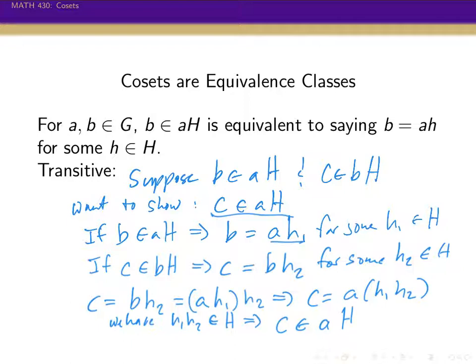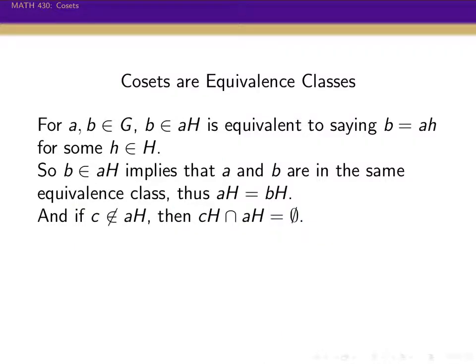So, cosets are reflexive, they are symmetric, and they are transitive. And so what this means, if you recall about equivalence classes, is that if B is inside AH, then the coset represented by A, AH, is equal to the coset represented by B, BH.